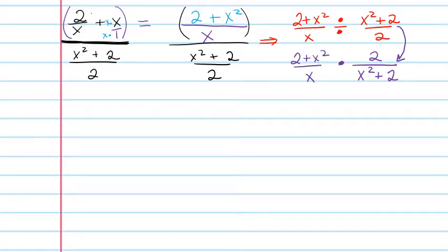And there we go. So now, do you notice something? x plus 2 and 2 plus x squared, or x squared plus 2, these are the same. Those are the same. And so those are going to get to cancel. And so now my answer is just 2 over x.